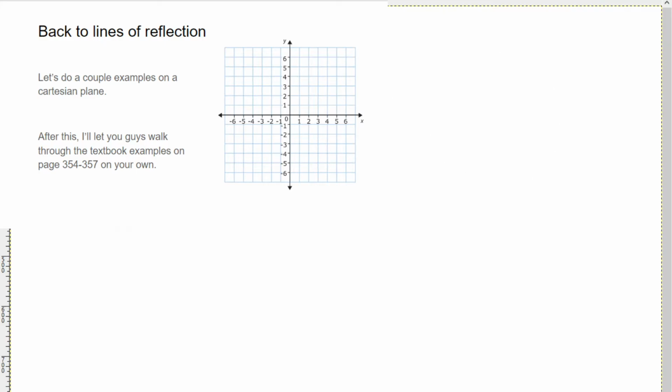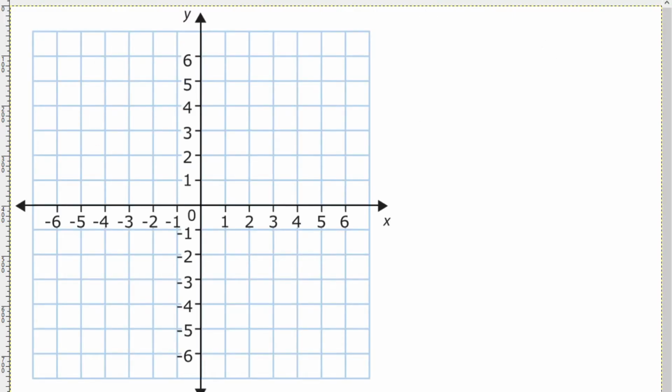Let's see here. Which layer should we use? Let's get rid of this. Here's our Cartesian plane. Okay. So on our Cartesian plane, let me just select our drawing tool here.